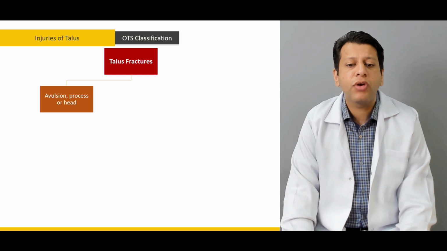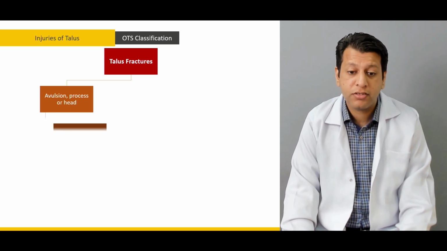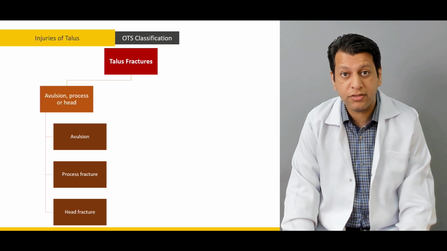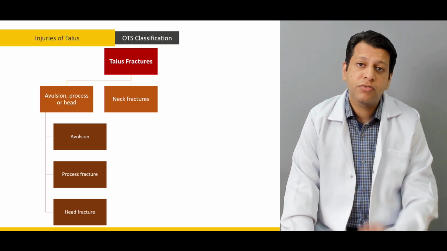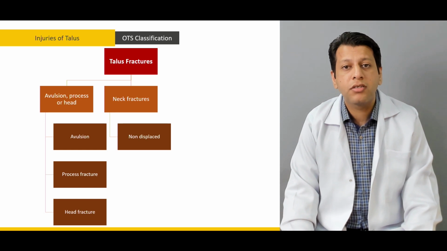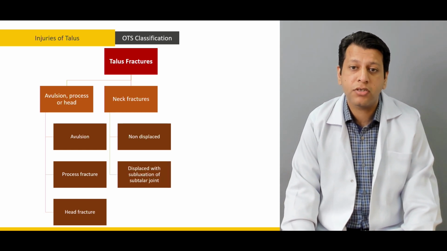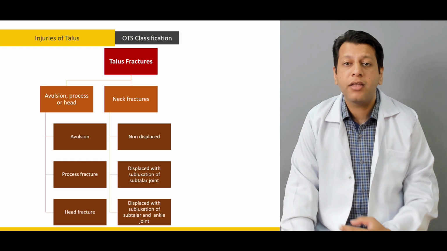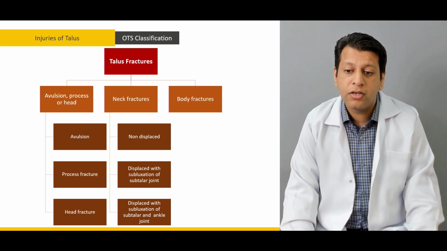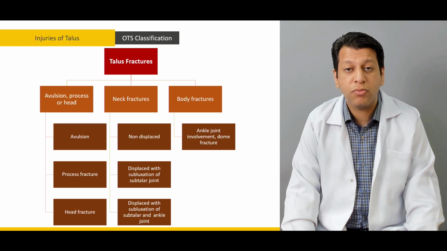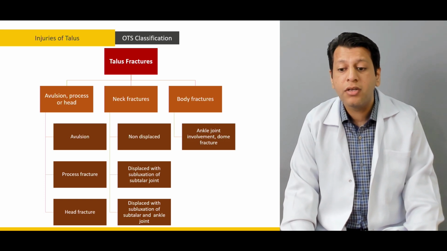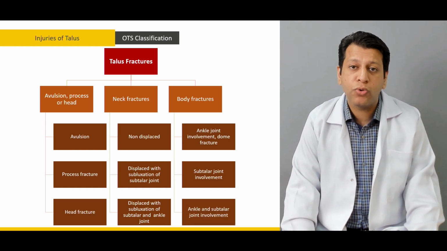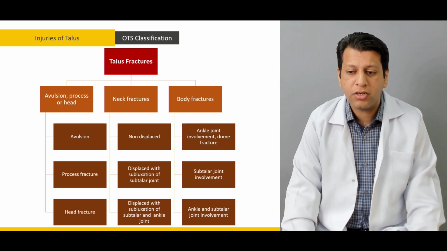Talus fractures can be divided into avulsion of the processes and the head fractures, which could be a simple avulsion fracture, a process fracture, or a head fracture. Then there are the neck fractures. We have already subclassified these as per Hawkins into non-displaced, displaced with subluxation of the subtalar joint, displaced with subluxation of the subtalar or ankle joint, and there may be involvement of the talonavicular joint as well. Then comes the body fracture, which involves the ankle joint with the dome fracture, which may or may not involve the subtalar joint, and there may be involvement of both the ankle, that is the tibiotalar, as well as the subtalar joint.